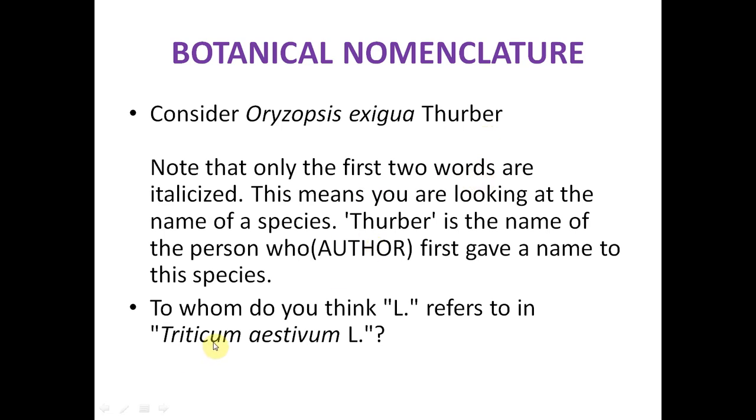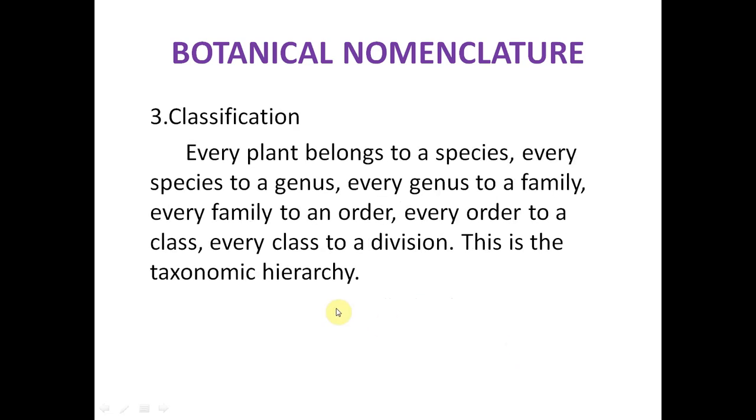And like that, Triticum aestivum, wheat. The botanical name of wheat is Triticum aestivum. This name was proposed by Linnaeus, so Linnaeus is the author here, and it is abbreviated as L. So this letter indicates the author name, and the author name always starts with a capital letter. It is not italicized.